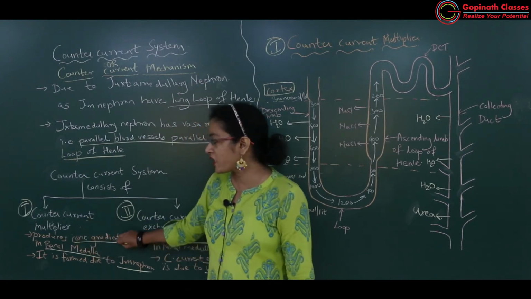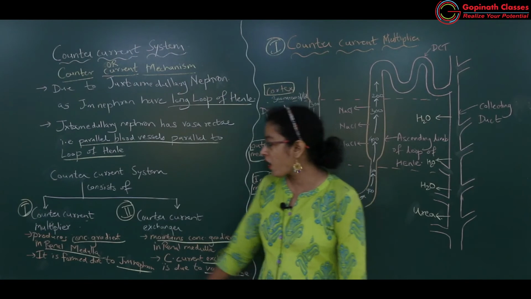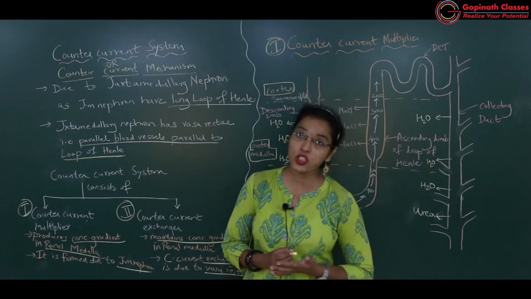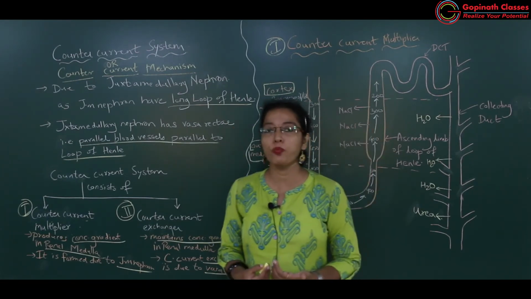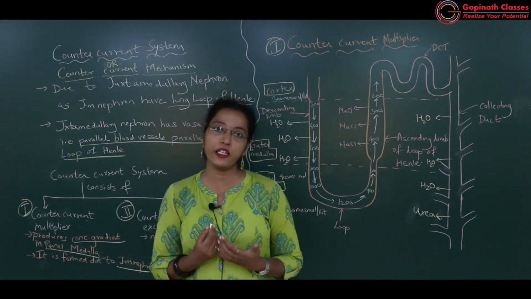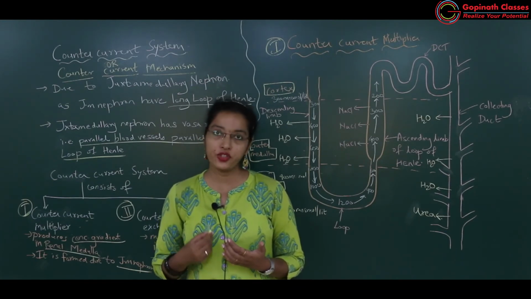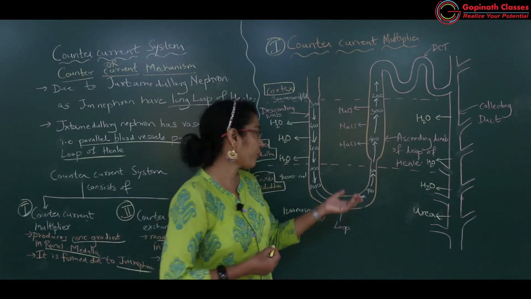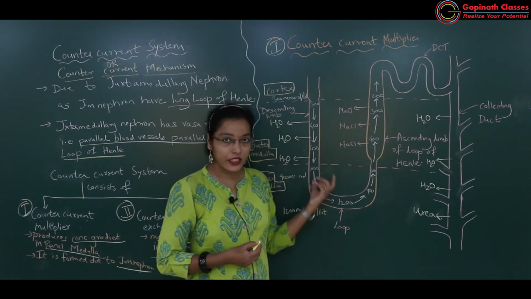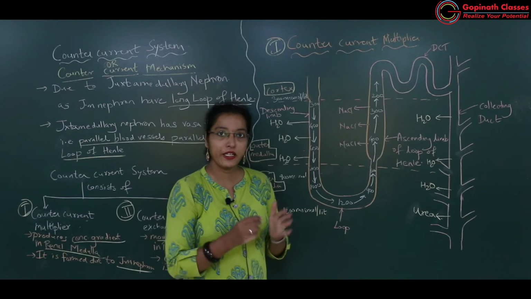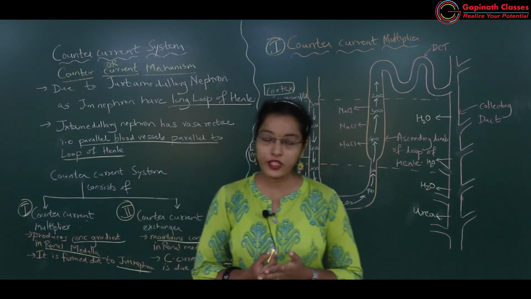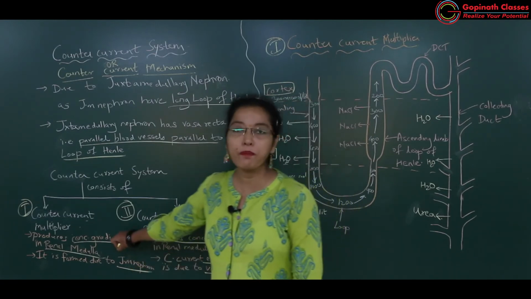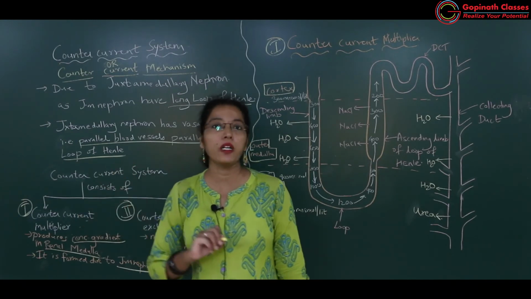So I have written here what happens in this. It produces concentration gradient in the renal medulla, and it is formed due to juxtamedullary nephron. Why? Because juxtamedullary nephron is having long loop of Henle. So जितना long loop of Henle उतना salt का concentration ज़्यादा हो जाएगा medullary interstitium में, and because of which more water will be released from the descending limb of the loop of Henle to maintain the water and salt balance. Got it? So that's why juxtamedullary nephron plays a very important role in counter current multiplication.